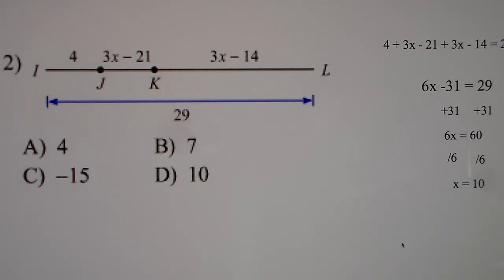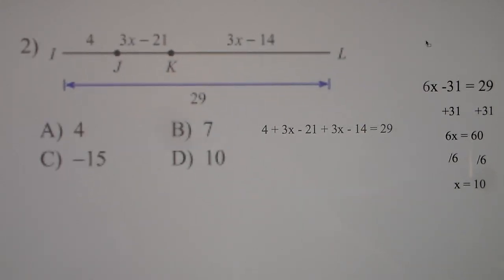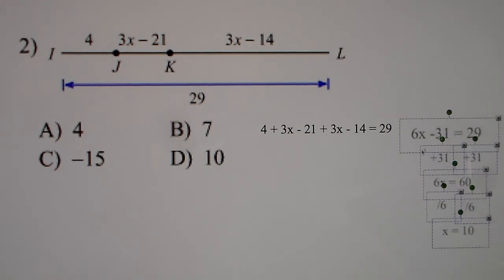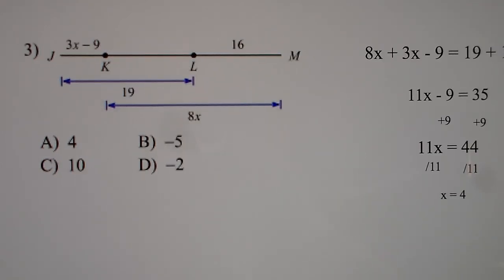Here's another one. This is very similar to what we already did before. IJ is 4, JK is 3x minus 21, KL is 3x minus 14. We know we just have to add these three pieces together and set it equal to the 29. So here's my work for it. That's the answer. This piece.